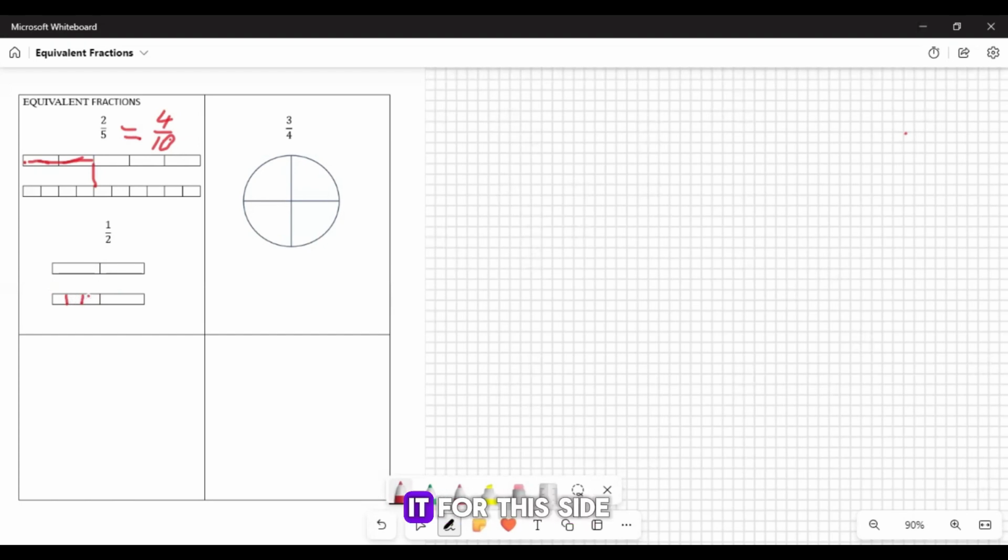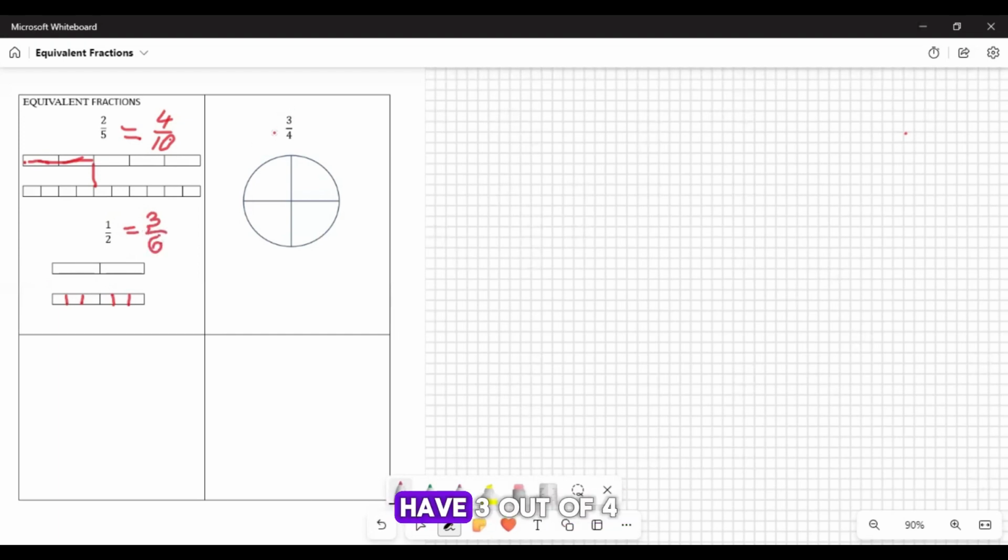Since I did it for this side, I have to do it for the other side too. So I'll go and have the 3 divisions. So I'm having the 3 divisions here as well. So this portion, when it traces back to the original one, I'll still get this being the same as that. But now I'll have 6 divisions, so 3 out of 6.